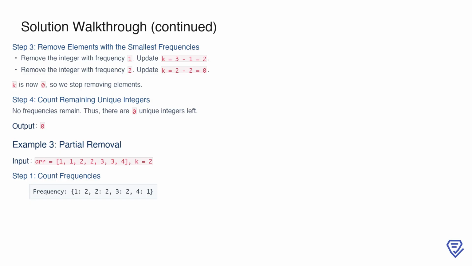Let's now examine a partial removal case, where k is not large enough to remove all occurrences of a certain frequency.